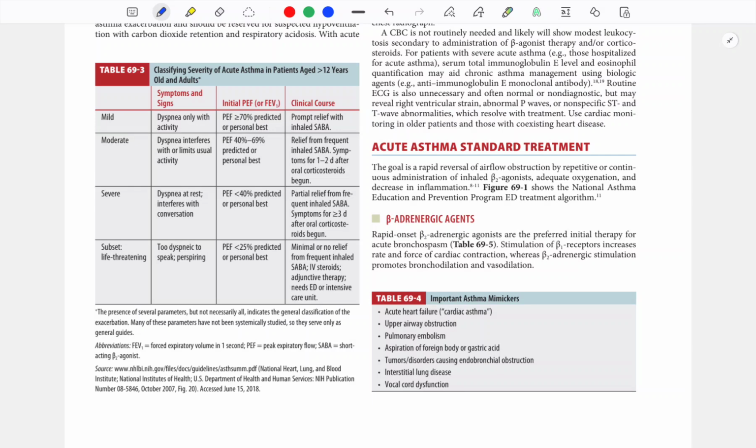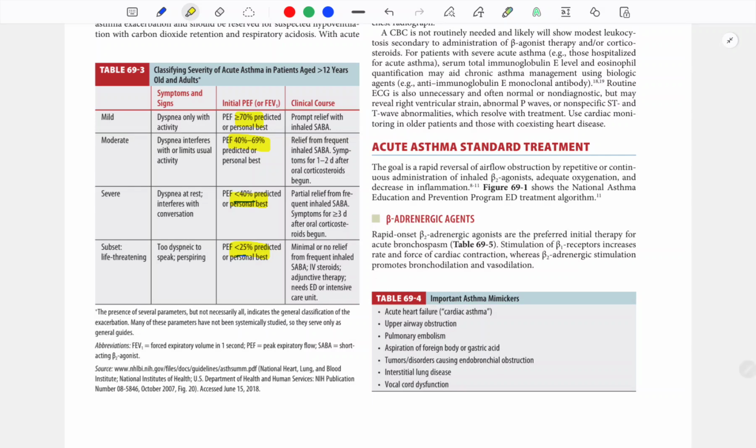How do you classify asthma? It is mild, moderate, severe and life-threatening. Mild is peak expiratory flow more than 70%. So mild, moderate, severe, life-threatening: PEFR more than 70, 40 to 69, less than 40 and less than 25.